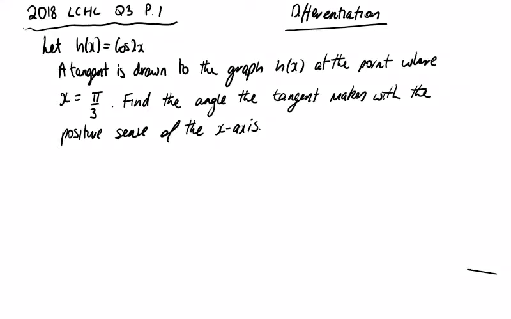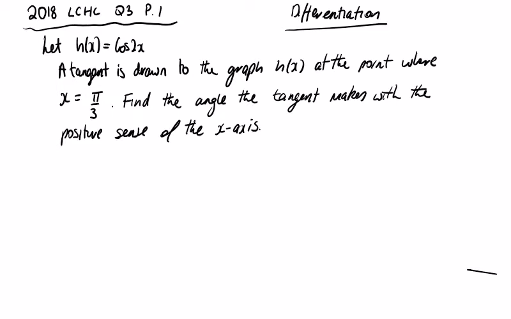2018 Leaving Cert Higher Level, question 3, paper 1. Let h of x equal cos 2x. A tangent is drawn to the graph h of x at the point where x is equal to pi over 3. Find the angle the tangent makes with the positive sense of the x-axis.